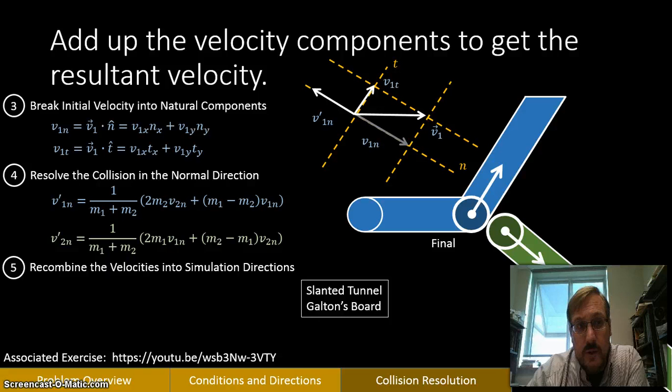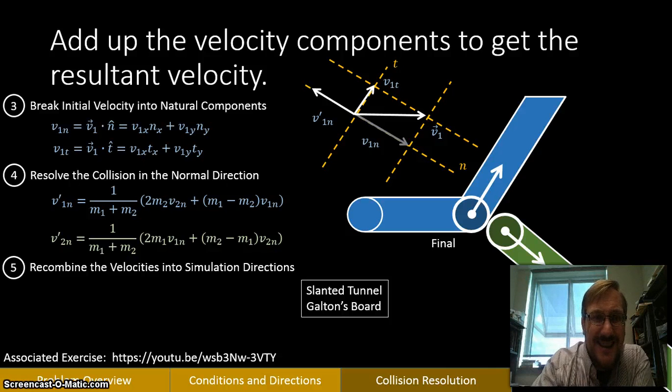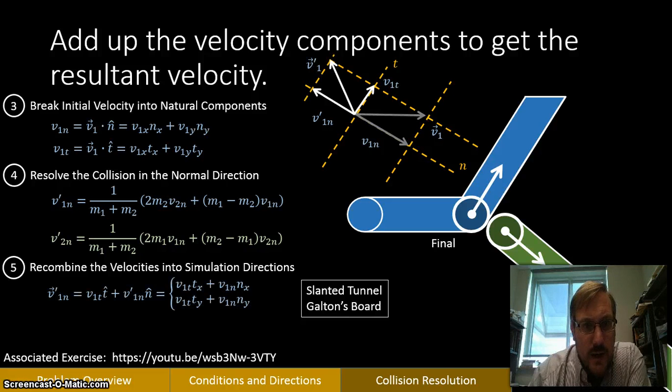Now we need to recombine everything. We've resolved the collision. We've done the physics part. Now we have to do a little bit of vector algebra, put everything back. This isn't going to be really difficult. It's just vector addition, so head to tail sort of stuff. So we're going to add v1 prime n in the n direction to v1t in the t direction, and that'll give us what we want. We did this in the slanted tunnel. We did this in Galton's board last time. Very, very simple. So we've got all the information already that we need for that.